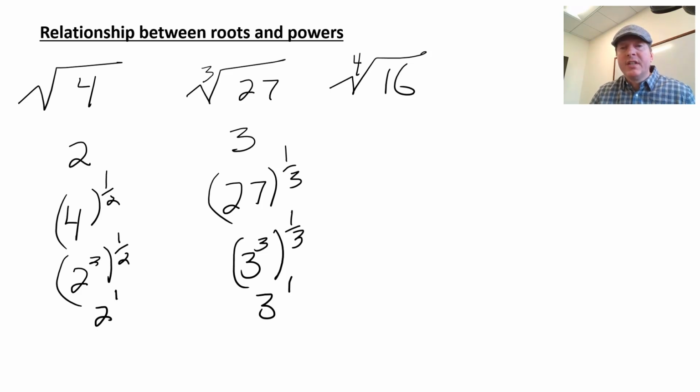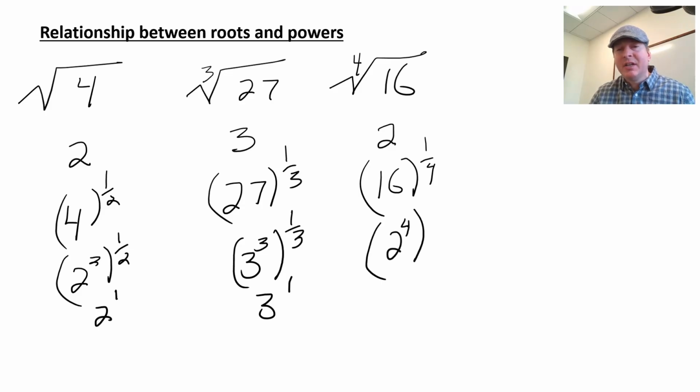The fourth root of 16 happens to be 2. It is 16 raised to the power of 1/4. 16 is 2 to the 4th. 2 times itself 4 times is 16. So 2 to the 4th to the 1/4 is 2 to the 1. The fourth root of 16 is simply 2.